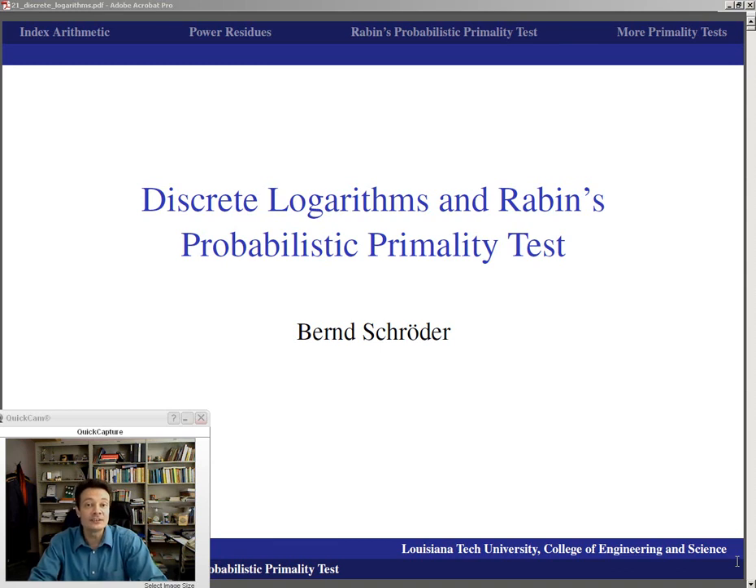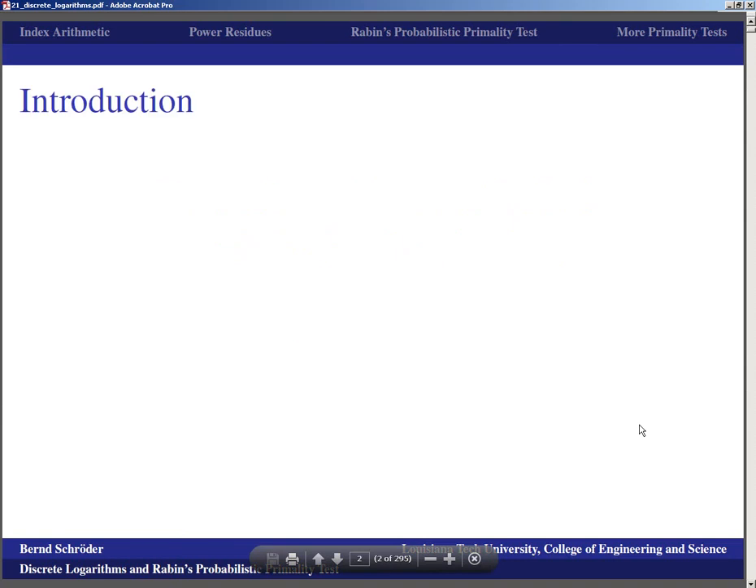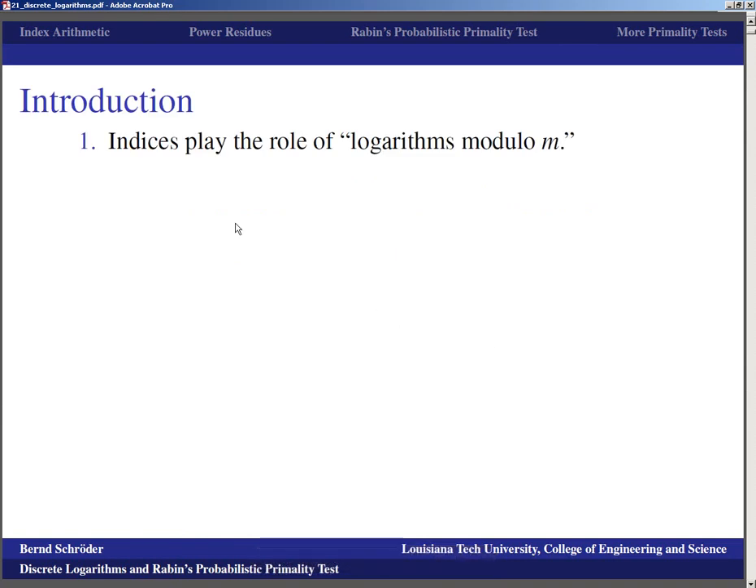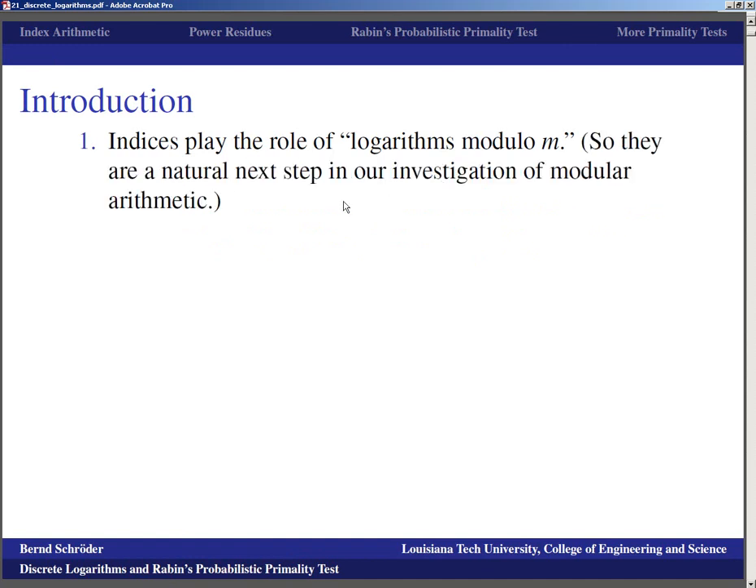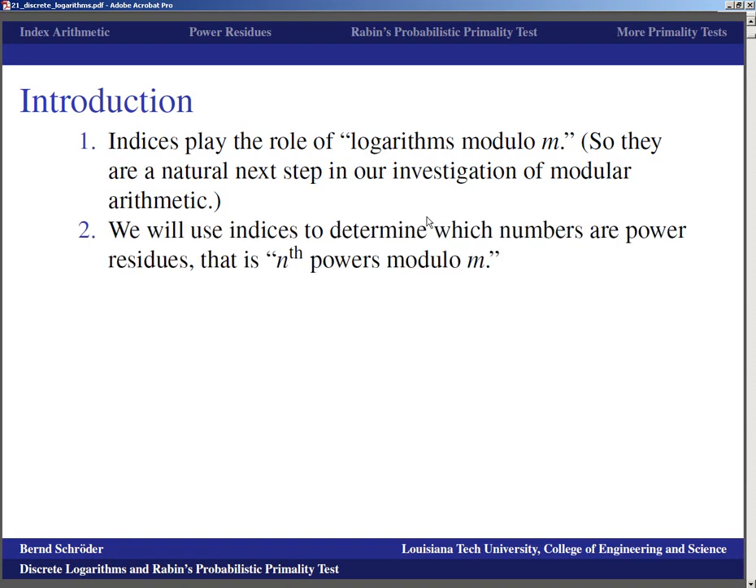We need to set a little bit of groundwork first, because we have to talk about what basically is like logarithms in modular arithmetic, and that's what we'll start with. Okay, so basically these indices for index arithmetic, they play the role of logarithms modulo n. And so that also means that even without Rabin's probabilistic primality test, they're a natural next step as we are investigating modular arithmetic, because it's another piece of regular algebra that we'd like to carry over.